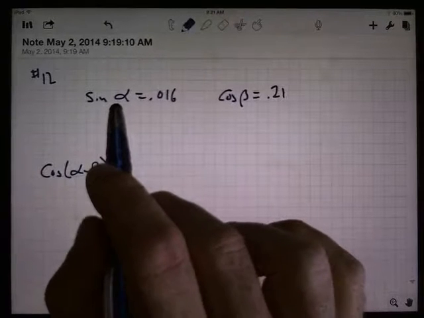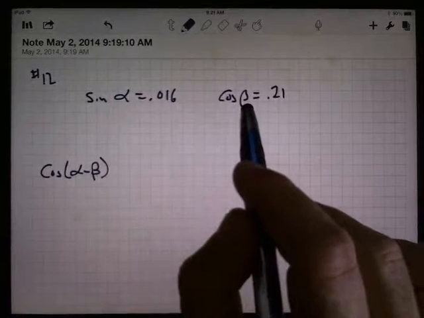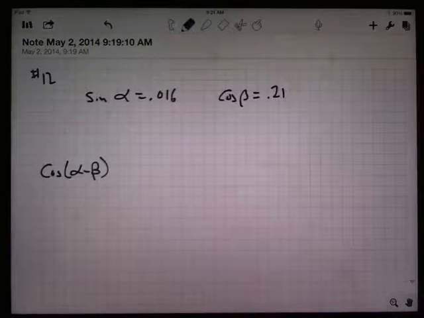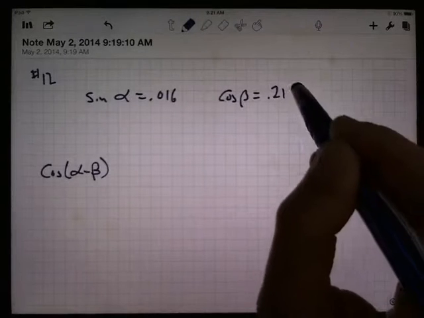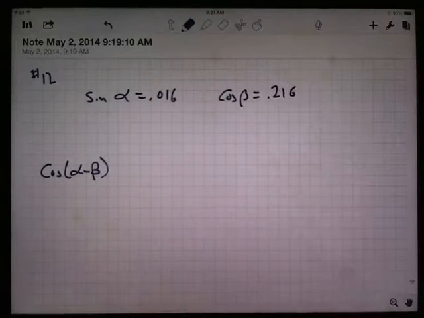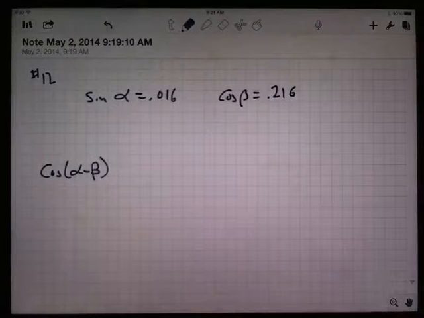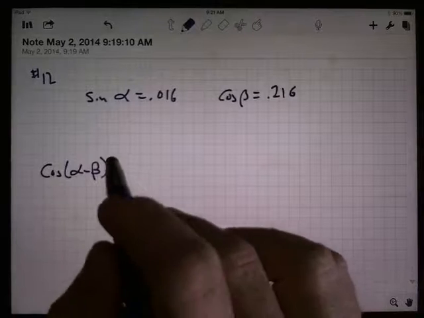They give you some information about angle alpha, they give you some information about angle beta, and they want you to find the cosine of alpha minus beta, and then part B, I think it's the sine of beta minus alpha. Sorry, I didn't write the whole problem down.